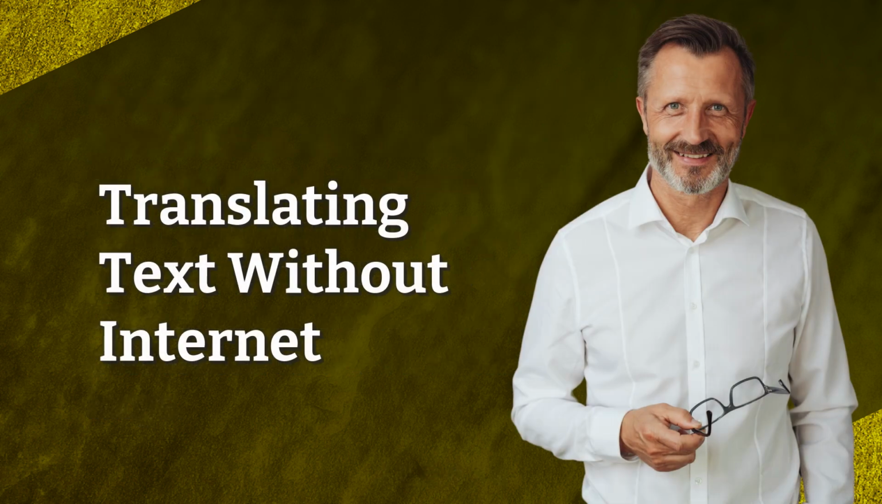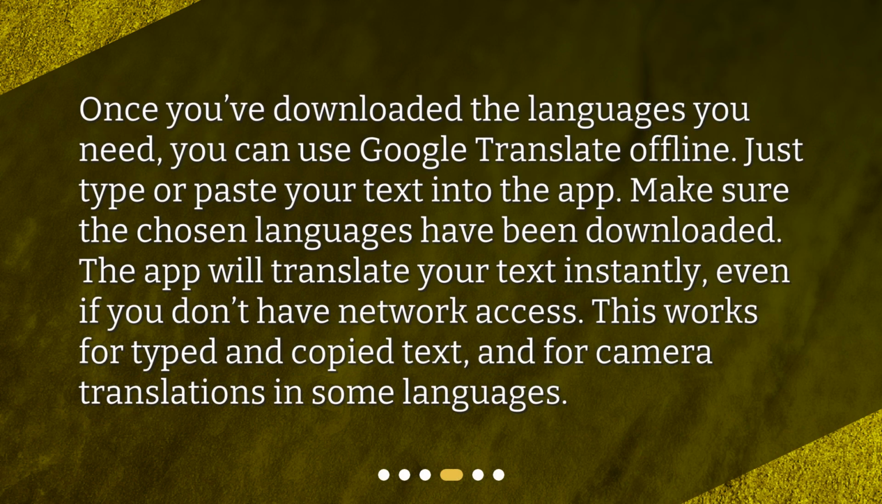Translating text without internet. Once you've downloaded the languages you need, you can use Google Translate offline. Just type or paste your text into the app. Make sure the chosen languages have been downloaded. The app will translate your text instantly, even if you don't have network access. This works for typed and copied text, and for camera translations in some languages.